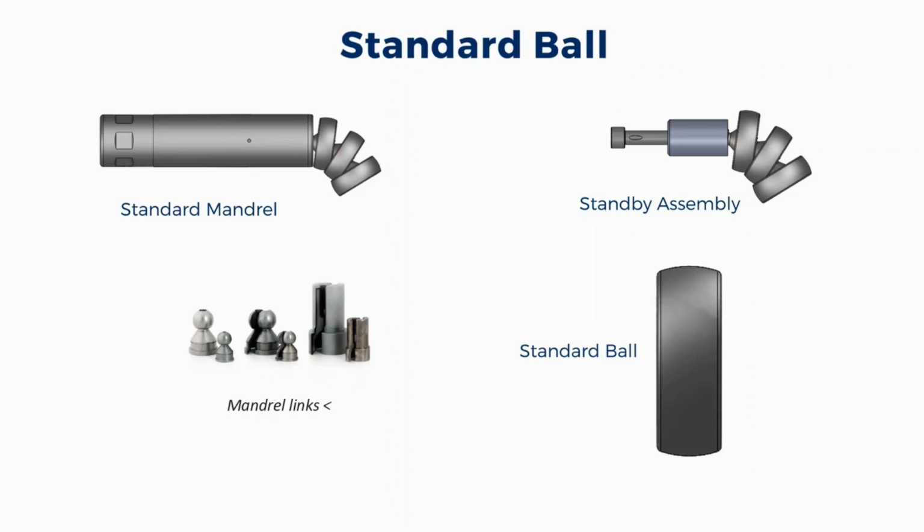There are 3 different types of links, and they're shown here. We have the shank link, which is a barrel shape and goes into the shank to secure, and is secured with a cap head screw, which is shown here on the standby assembly. The end link, and the center link, which is used for adding additional balls to a 1-ball mandrel.